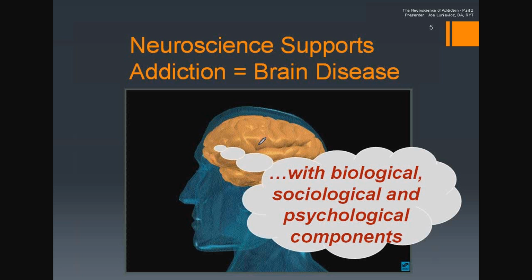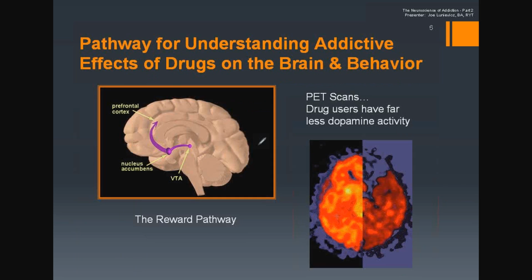Addiction is a brain disease, but it needs to be seen in biological, sociological, and psychological components. All throughout today, we're going to try to see how biologically, psychosocially, and even spiritually, the disease can be treated from different perspectives. So let's remind ourselves of these key elements: the pathway for understanding the addictive effects of drugs on the brain and behavior.